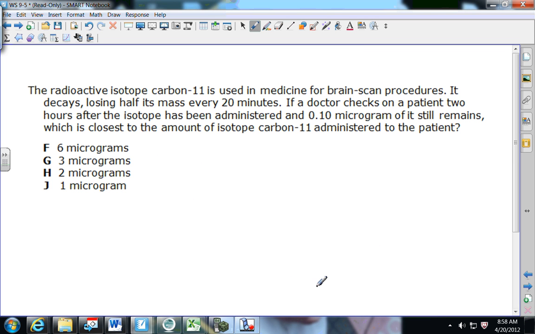The next one. All right, so I have my y equals ab^x. The radioactive isotope carbon-11 is used in medicine for brain scan procedures. It decays, so that means my answer is going to be going down, by losing half its mass every 20 minutes. If a doctor checks on a patient 2 hours after the isotope has been administered and 10 micromilligram of it still remains, which is the closest amount of isotope carbon-11 administered to the patient? Woo! That's a whole lot of words right there.